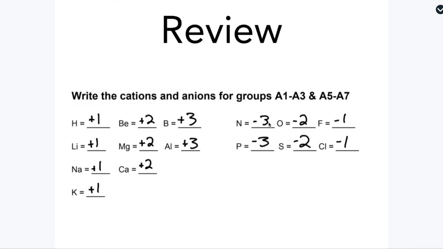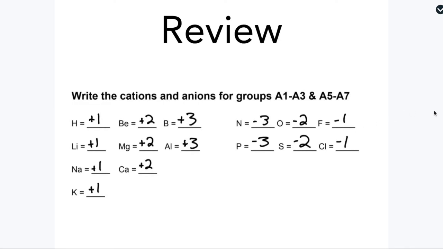Nonmetals, on the other hand, gain electrons because they are closer to the higher atomic number noble gas. So nitrogen and phosphorus gain 3 electrons and become a -3 anion. Oxygen and sulfur gain 2 electrons and become a -2 anion, and fluorine and chlorine gain 1 electron and become a -1 anion.